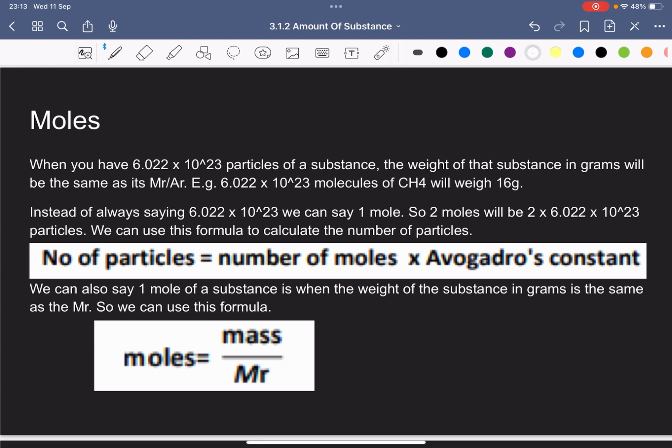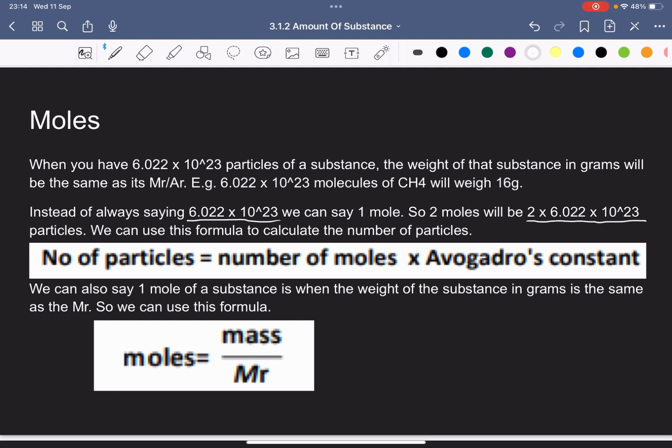Now, instead of always saying 6.022 times 10 to the power of 23, we can also just say 1 mole. Okay, this is a bit like saying a dozen eggs or a herd of sheep. 1 mole means 6.022 times 10 to the power of 23. So 2 moles will be 2 times 6.022 times 10 to the power of 23 particles. And we can use this formula to calculate the number of particles. So essentially what you do is your number of moles times Avogadro's constant is equal to your number of particles.